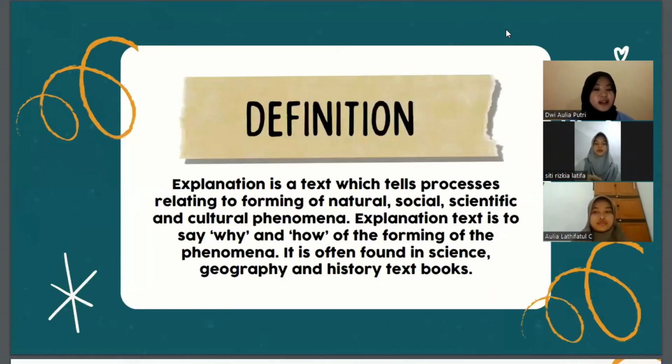Definition. Explanation text tells the processes related to the forming of natural, social, scientific, and cultural phenomena. Explanation text says why and how the phenomena are formed. It is often found in geography, science, and history textbooks.